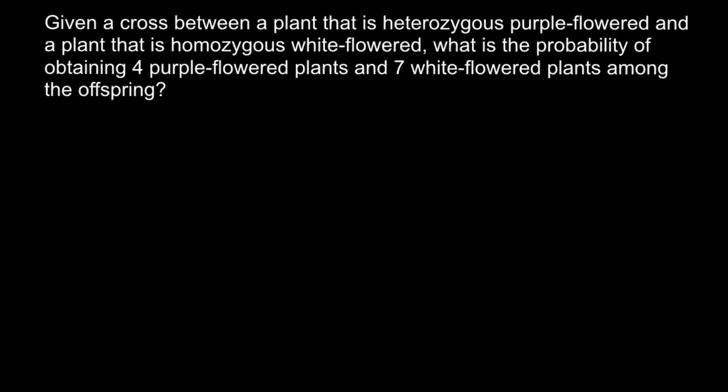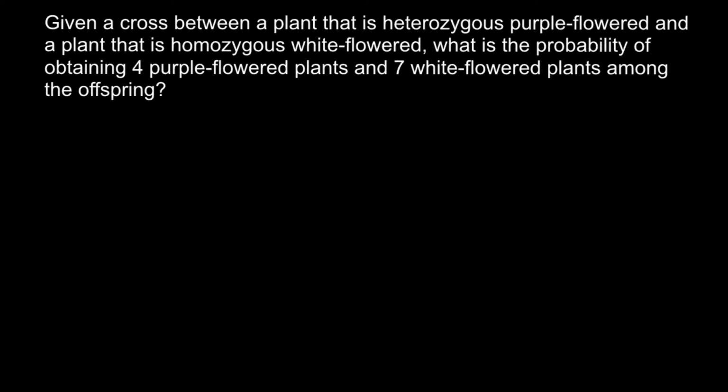So here is the problem. Given a cross between a plant that is heterozygous purple flowered and a plant that is homozygous white flowered, what is the probability of obtaining 4 purple flowered plants and 7 white flowered plants among the offspring?